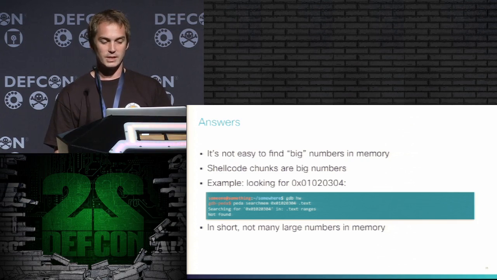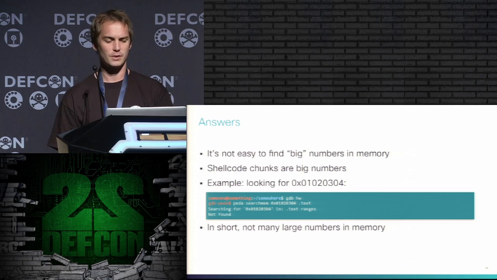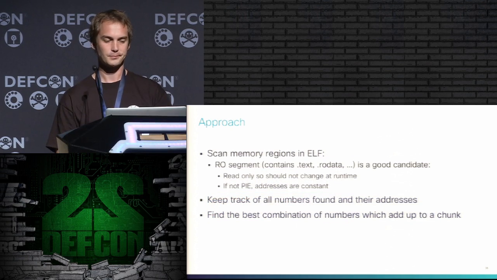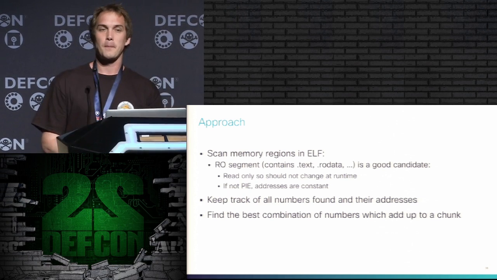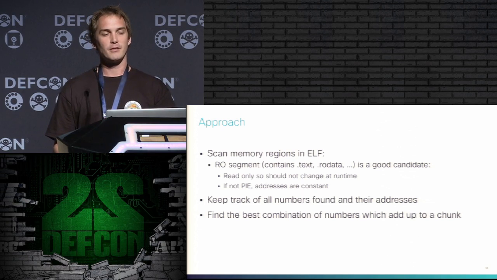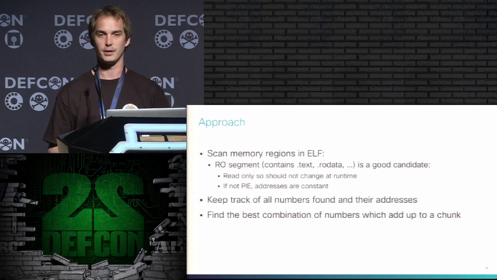Here I put a small example of looking for 01, 02, 03, 04 in GDB, and it just doesn't yield anything. If you look at multiple programs and search for those numbers, they're not really there. So I had to find a different approach. My idea was that if I can scan memory for numbers, and find a way to add them together to end up at that chunk value, then I'm fine.